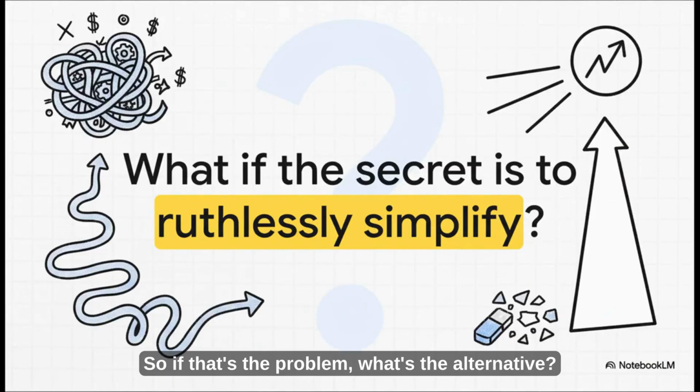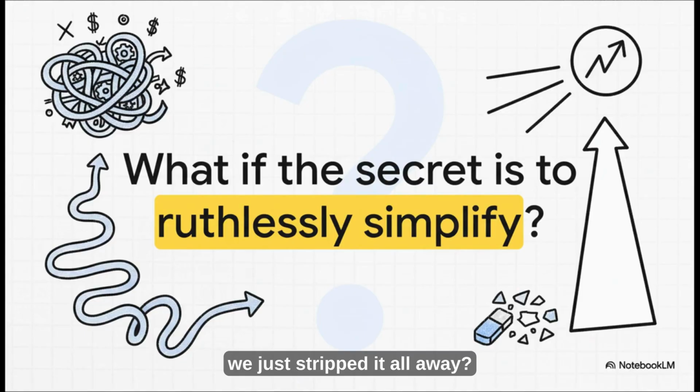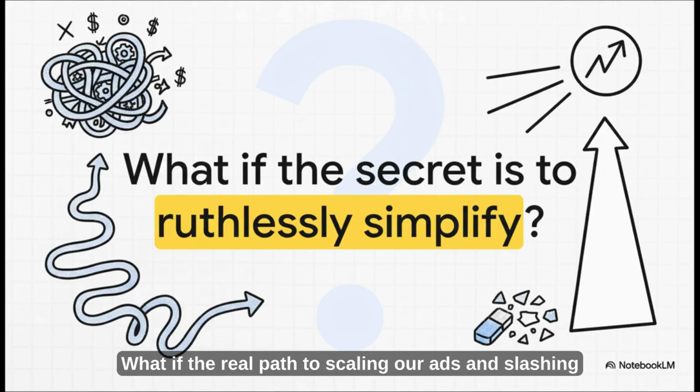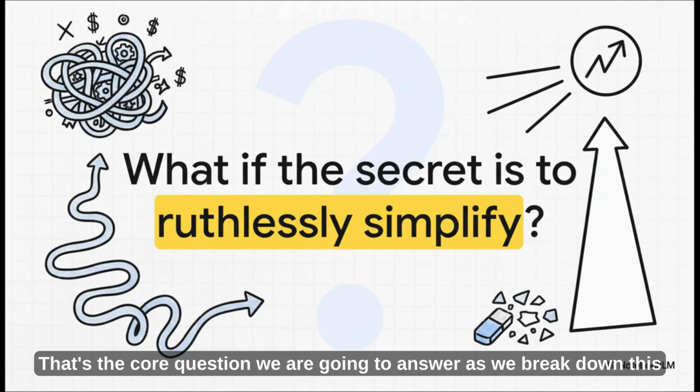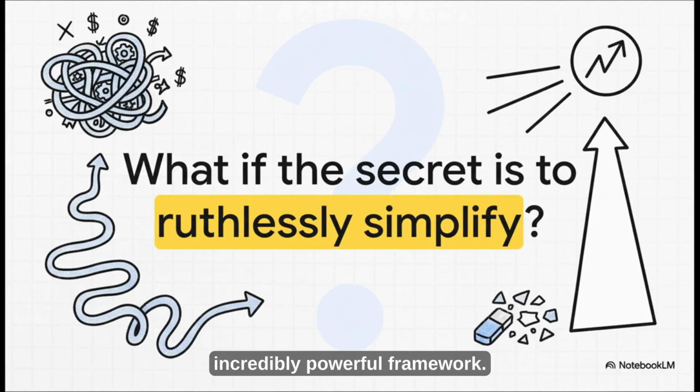So if that's the problem, what's the alternative? What if instead of adding more complexity, we just stripped it all away? What if the real path to scaling our ads and slashing our wasted budget isn't about doing more, but about strategically doing far, far less? That's the core question we are going to answer as we break down this incredibly powerful framework.